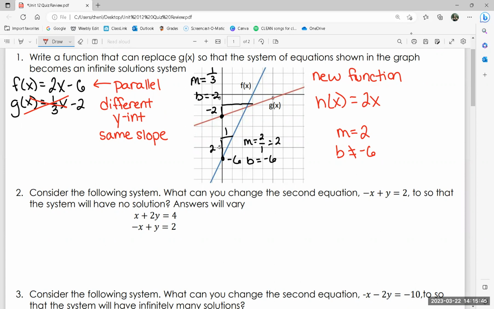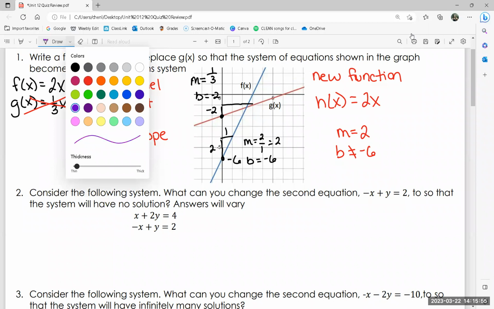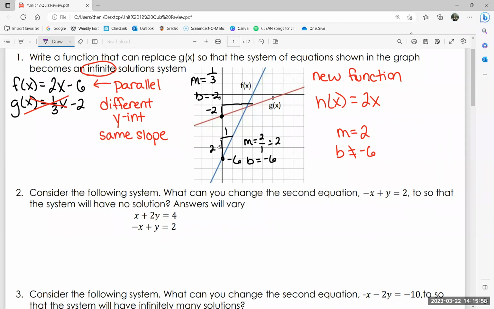Oh my gosh, I didn't read the question correctly. I'm so sorry. I saw it right at the last minute. Okay, so it says infinitely many. I am really sorry about that. I'm going to just write on top of it because I know some of you may have already written that. So we definitely still want the same slope, but the opposite of the different y-intercept. We want the same. So if we had the same y-intercept and slope, that means that we are going to have infinitely many solutions.